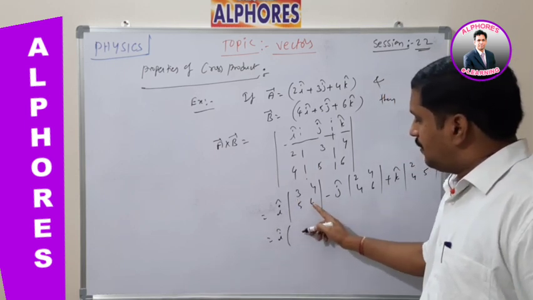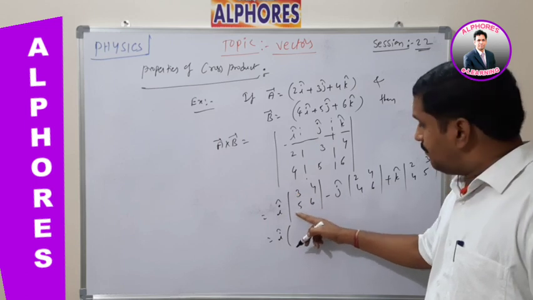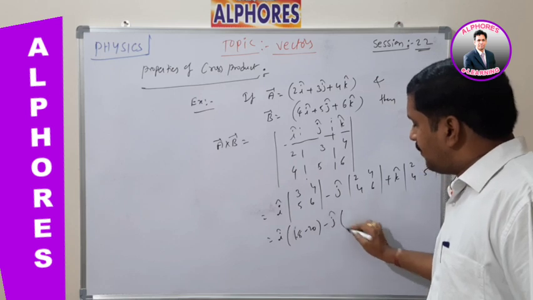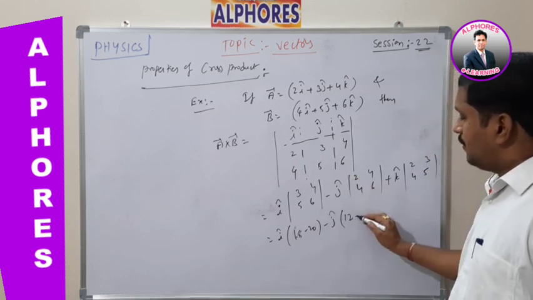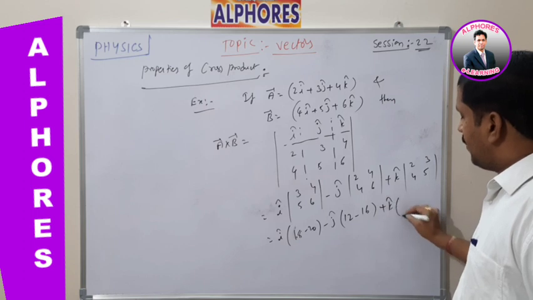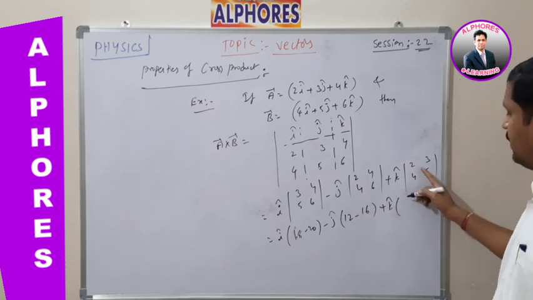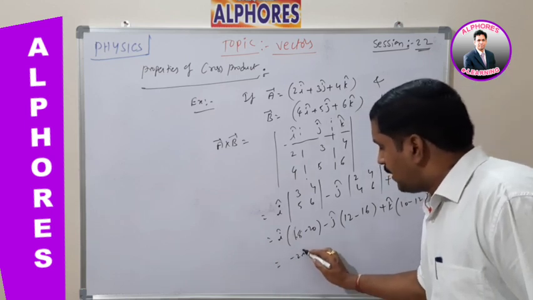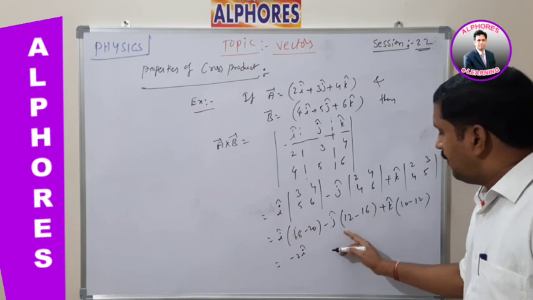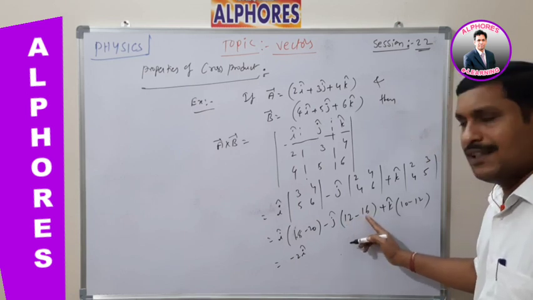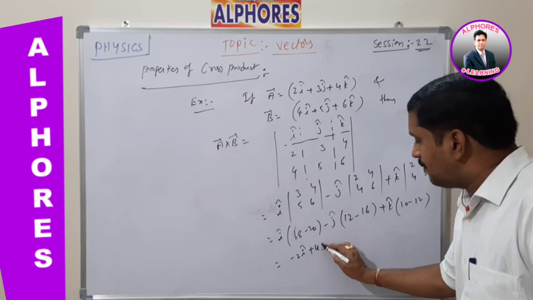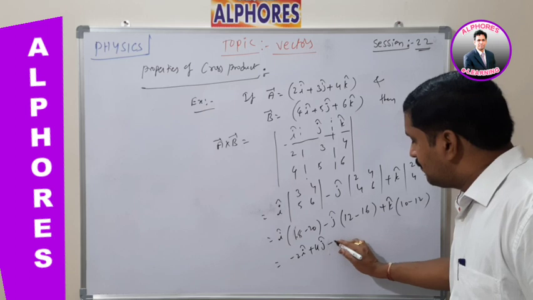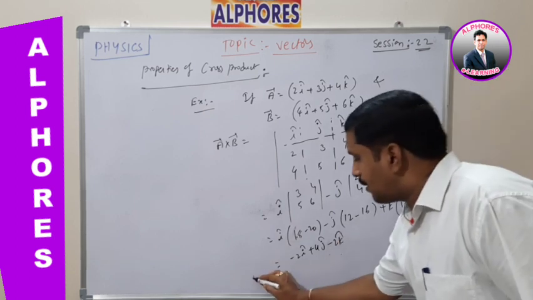Now i cap into, 6 3s are 18, 18 minus 20, minus j cap into 12 minus 16, plus k cap into, we know the AD minus BC form, 10 minus 12. So the answer is minus 2i cap. Again 12 minus 16 is minus 4, minus of minus gives plus 4j cap. And 10 minus 12 means minus 2k cap. So this is the a bar cross b bar vector.